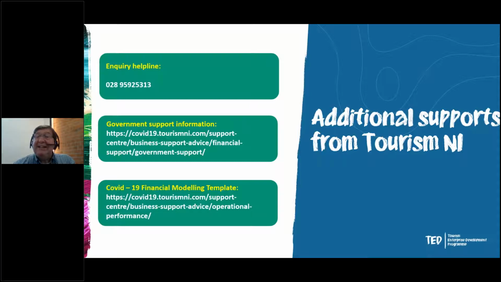As the detail of that and the working of it and the way to make the claim comes through, that will all be posted up on that particular website. So you've got the link there to the section that will provide that information. There's also a financial modelling template, which is like a cash flow, and that's also available on the COVID-19 support site and TNI, and again, there's a link for it there.